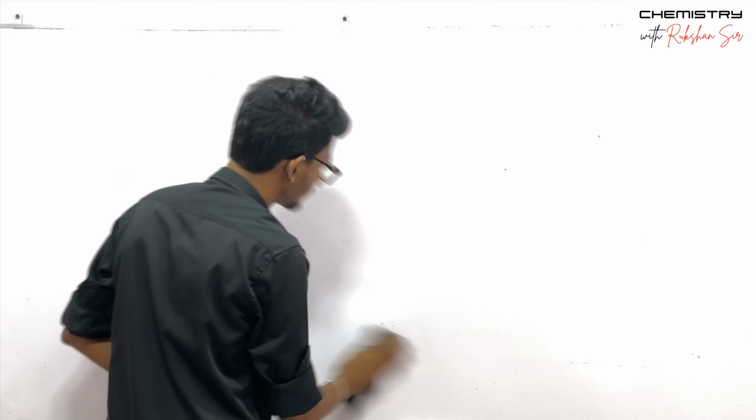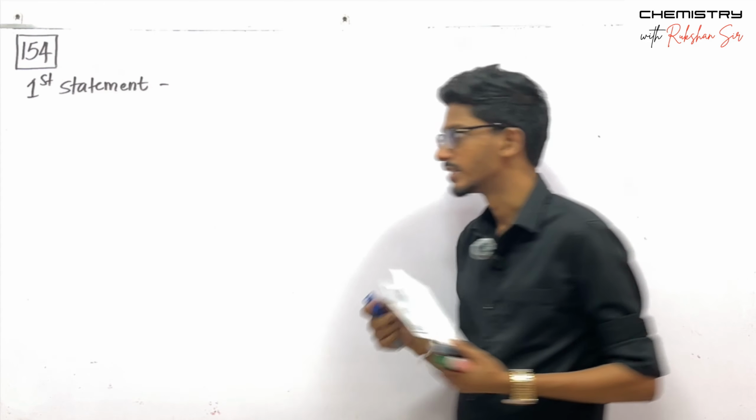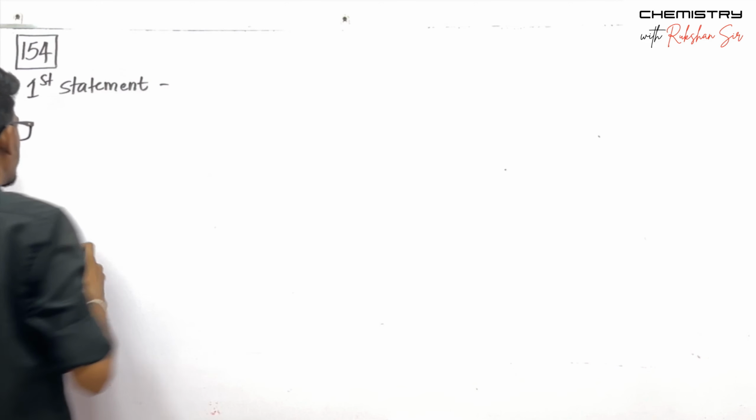154. See the first statement, what it says. Addition of ammonium chloride followed by ammonium hydroxide into an aqueous solution containing magnesium 2+ does not form precipitates. So addition of ammonium chloride with ammonium hydroxide. That reagent is used in group 1, group 3, right?